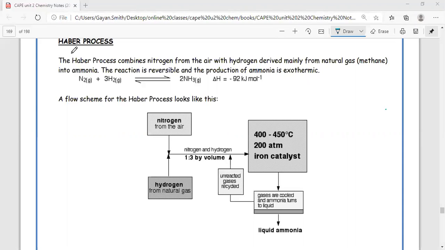So the Haber process is a process by which nitrogen from the air combines with hydrogen that has been derived from natural gas, such as methane. The combination of nitrogen with hydrogen produces ammonia. The reaction between the nitrogen and the hydrogen is reversible, and when ammonia is produced, it is an exothermic process, meaning that heat is evolved.